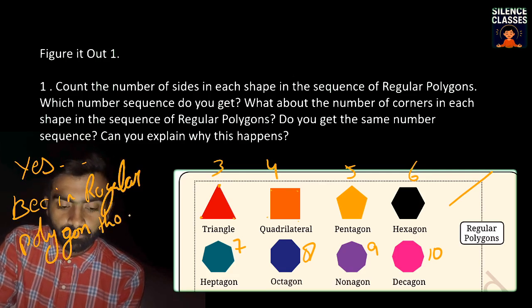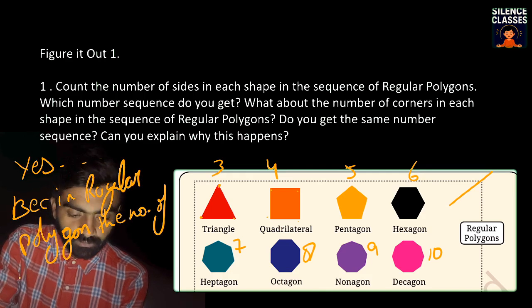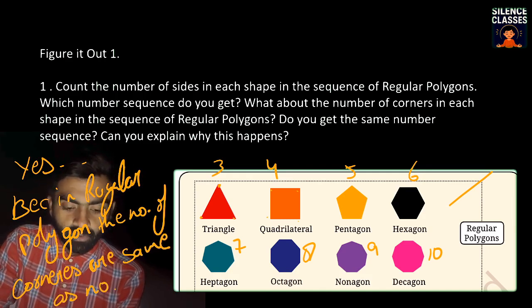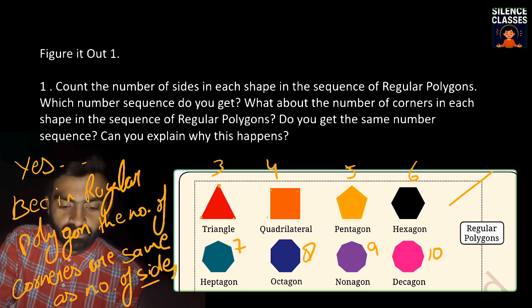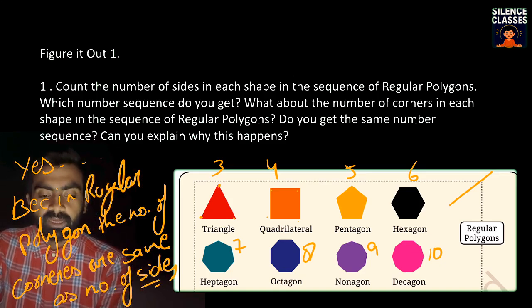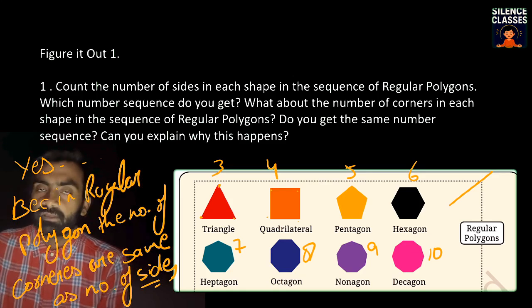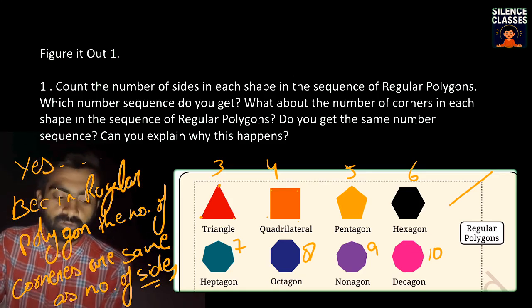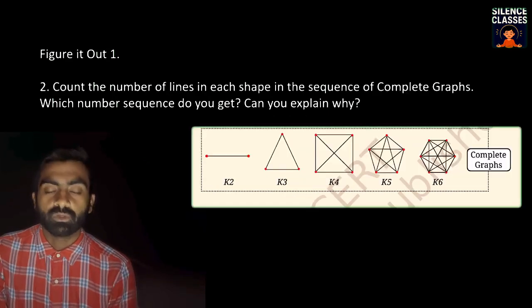the number of corners is the same as the number of sides. Okay, both the number of sides and the number of corners are absolutely the same. So in the regular polygon, this is the quality of the regular polygon, so you can easily write down this one. Now let's move to the next question.